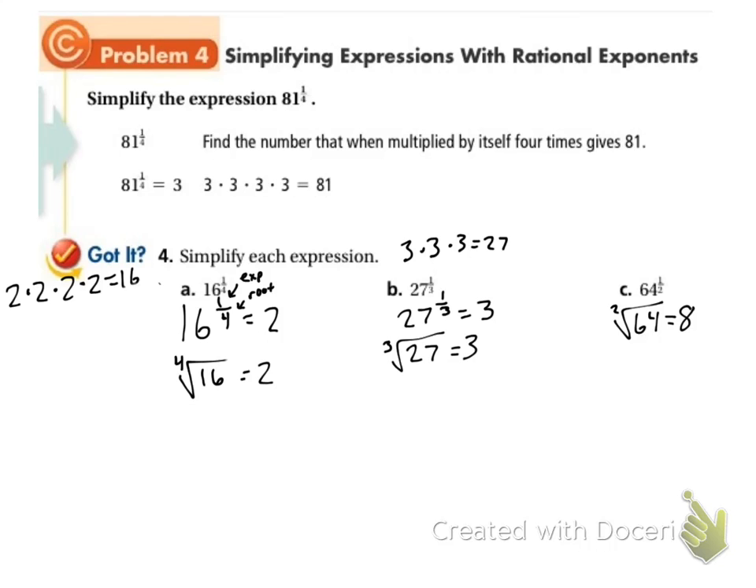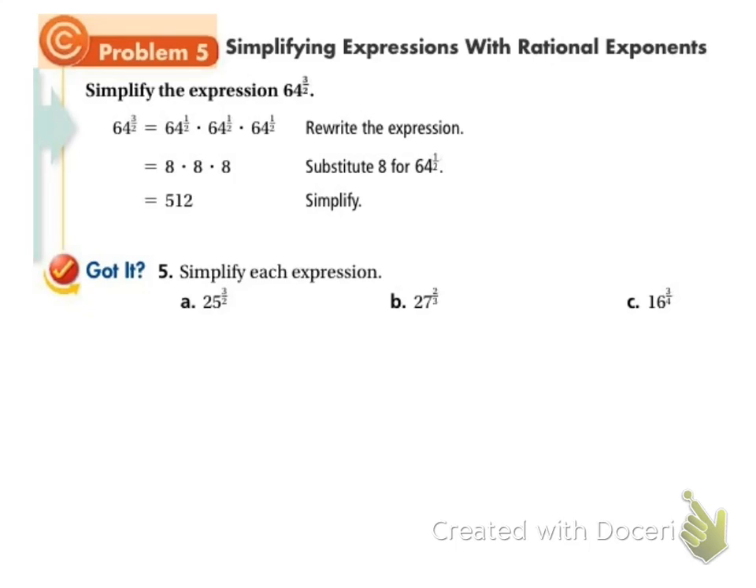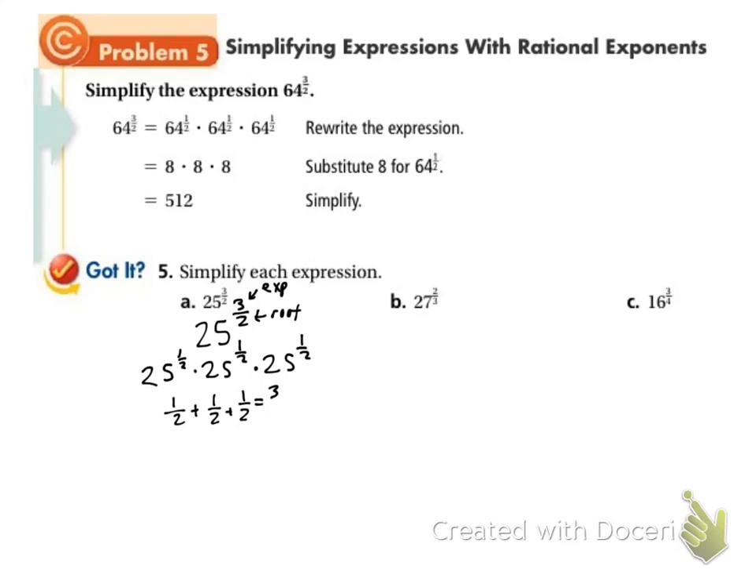We can get a little bit more complicated, with the top number not being a 1. So this is 25 to the 3/2. Again, this top number is your exponent. The bottom number is your root. So the book wants you to write it like this. Since there's a 3 on the top, separate it into 3 things. So this is 25 to the 1/2 times 25 to the 1/2 times 25 to the 1/2. And if you think about adding exponents, which we just did in the last lesson, 1/2 plus 1/2 plus 1/2 equals 3/2, right? So that makes sense.